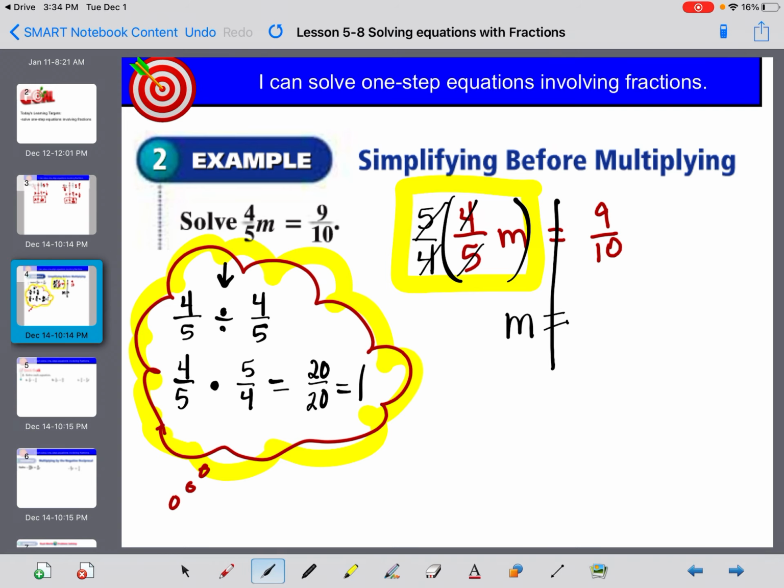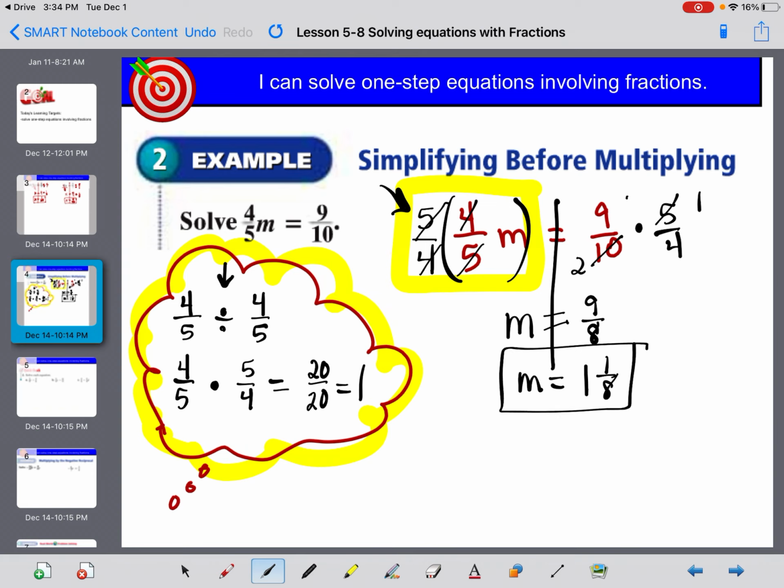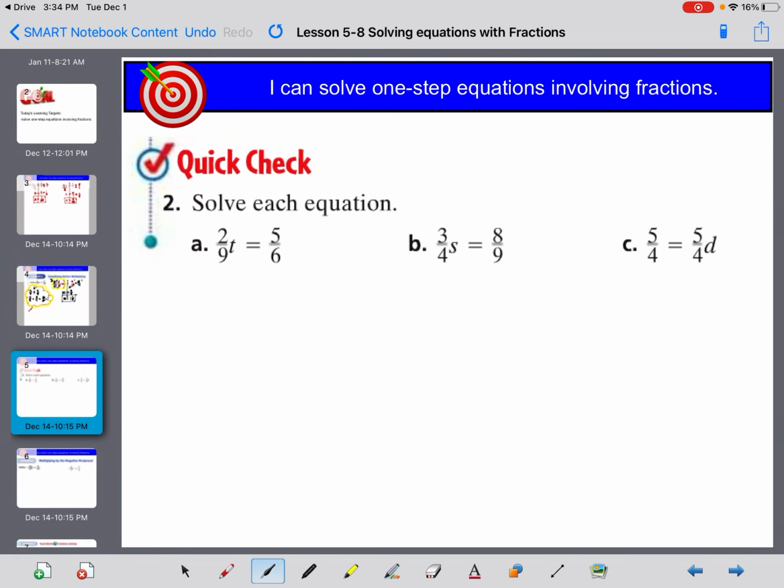Make sure that when you write times 5/4 on this side, that you write times 5/4 on the other side. Now I see that 5 and 10 have a common factor of 5. Now I'm ready to multiply across, and I get 9/8. 9/8 is the same as 1 and 1/8. Now I know many of you are going to want to see that one more time. Let's do the next one together.